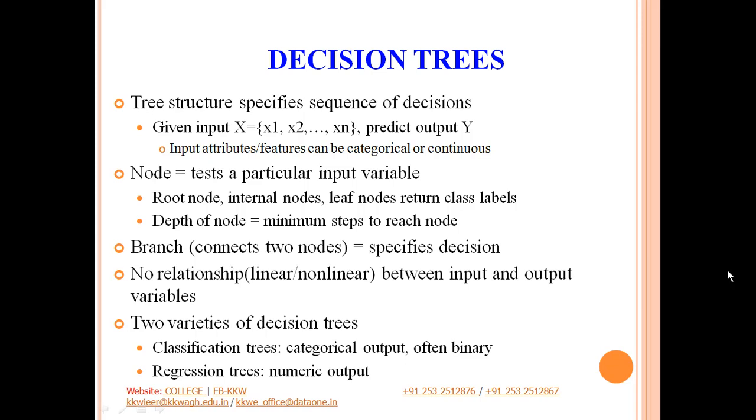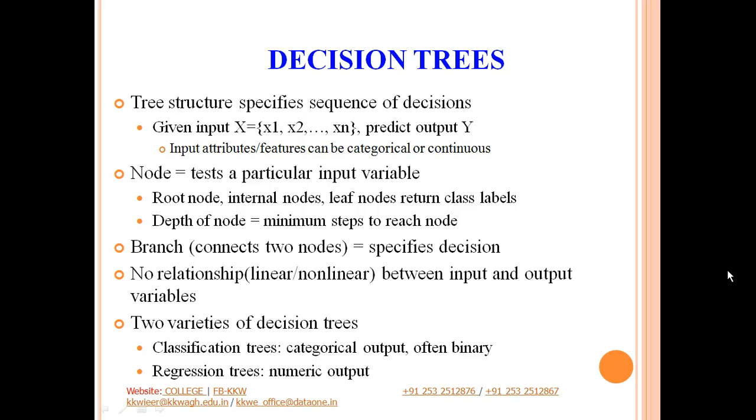So particularly here, branches are used to connect the parent and the child nodes. What do the branches represent? Branches represent what decision you have taken. So a node represents the test on some input variable. Depending on the outcome of the test, you proceed to either of the branches. So a branch actually represents the decision that we have made.